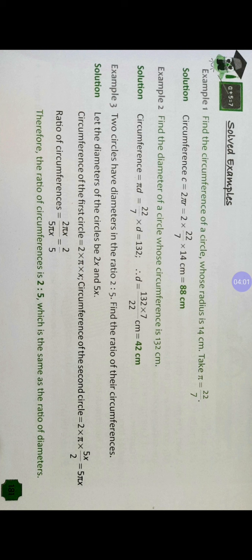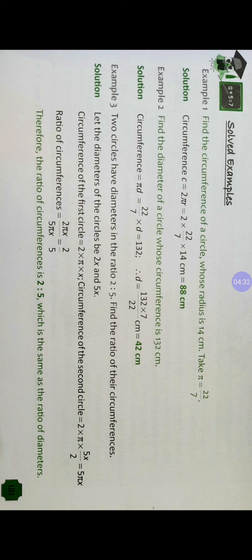Likewise, in the second example, the diameter is given, so circumference is pi d. In place of pi we put 22 upon 7, and the value of d we have to find out, and the circumference is given as 132. From here we can find that the value of d will be 42 centimeter. Okay, now the third question: two circles have a diameter ratio of 2:5, find the ratio of their circumference.